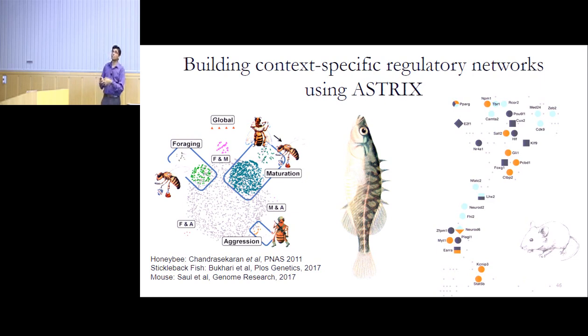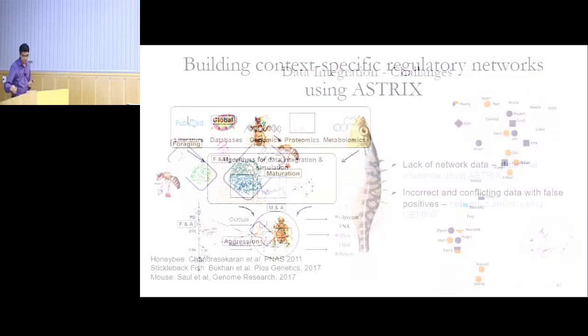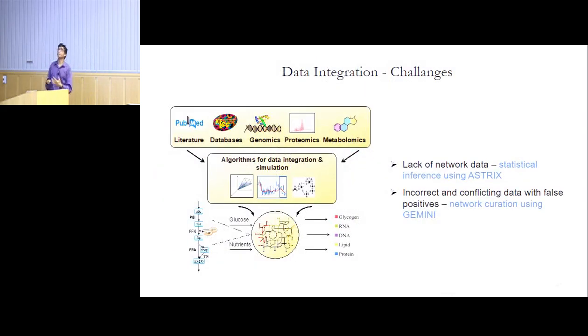We also built models for honeybees. For example, honeybees showing aggressive behavior or foraging for new resources. In all these cases, we can identify transcription factors that are active in specific contexts. So that's one example of when you lack network data, we can infer a regulatory network just using microarray, which you can then use for subsequent modeling or just by itself.